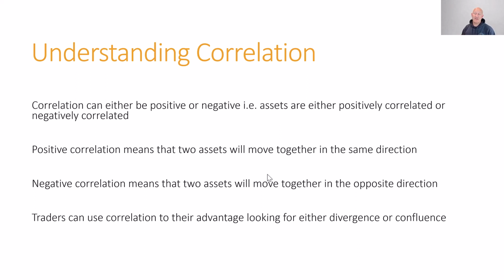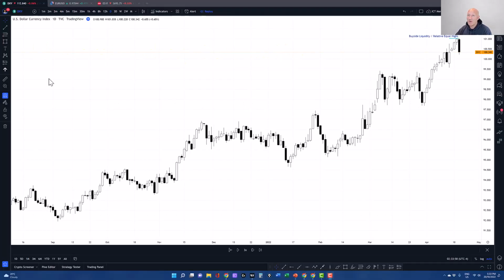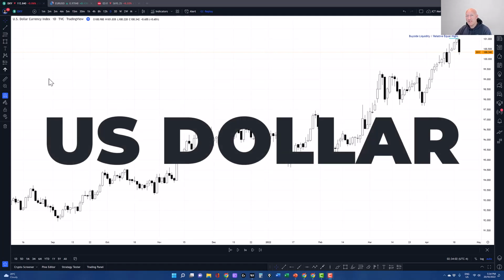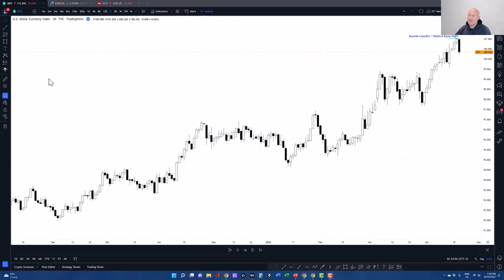Because they're both basically risk assets, they're very highly correlated, and I see that relationship staying that way for a long period of time. So the first chart we'll start on for today's video is the Dixie or the DXY, which is the US dollar index.